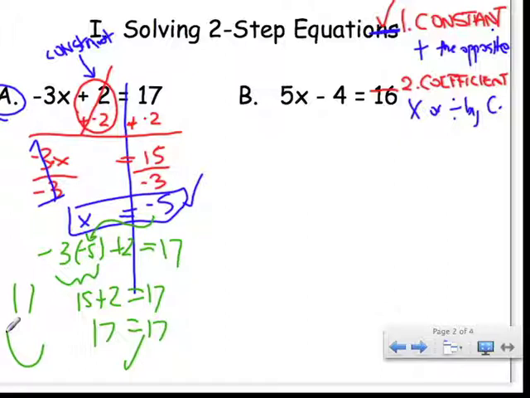Okay, I'd like you to stop the video here and now solve B, which says 5x minus 4 equals 16. Remember, you need to cancel your constant first and your coefficient second. Press play after you've solved it yourself.